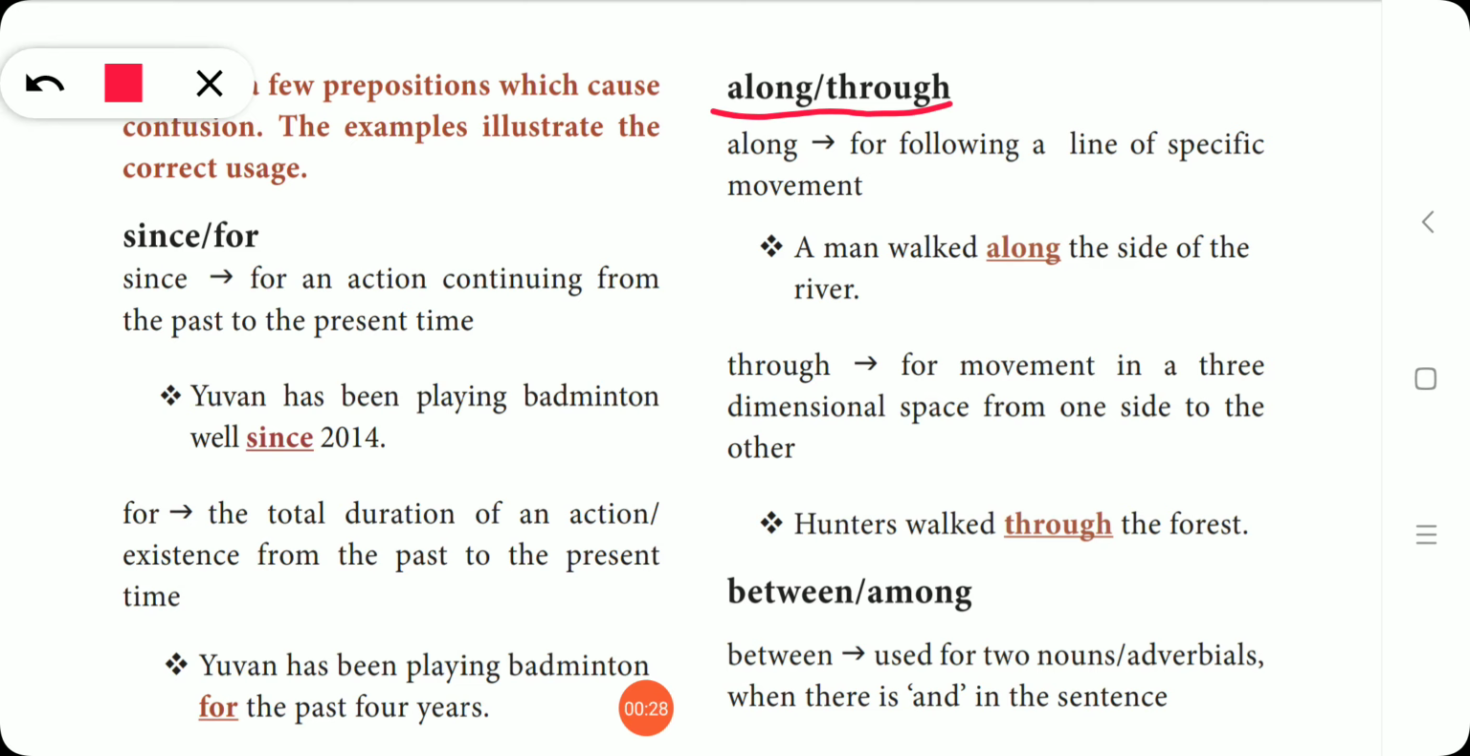Along, for following a line of specific movement. A man walked along the side of the river. Through, for movement in a three-dimensional space from one side to the other. Hunters walked through the forest. Okay, so let us see about this explanation a little later, right?